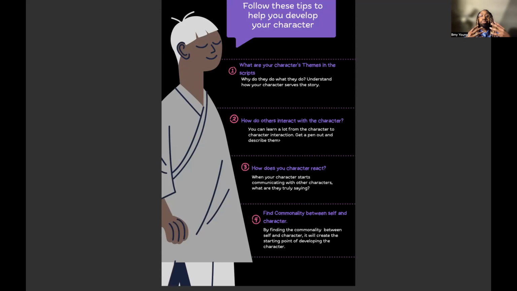So by finding those commonalities and those reactions and those interactions and those portrayals, the footnotes before your scene that the writer puts in there, finding those commonalities between you and that character will make it a lot easier to develop. And if you do that script deep dive and you jot those down when you are portraying and reciting those lines, it's going to come so much more natural to you.